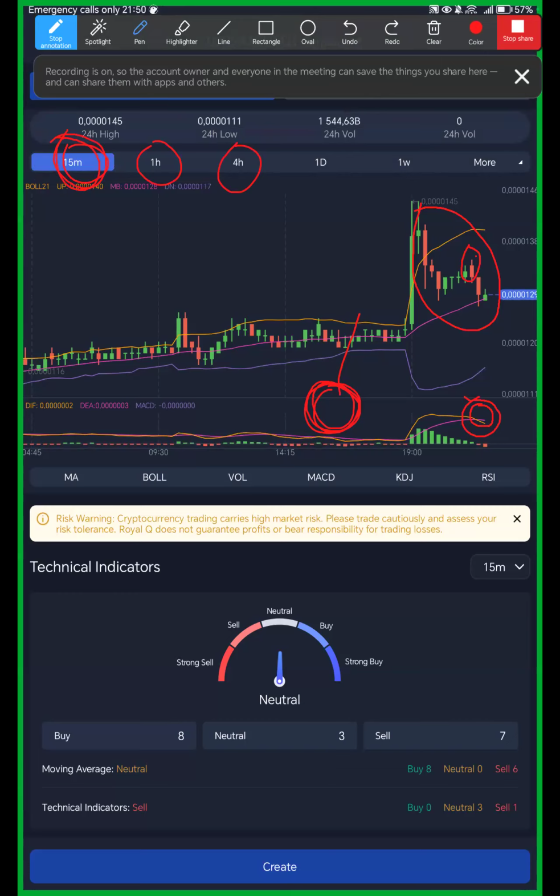If the robot does not spot a death cross in 15 minutes, it will not buy. It will wait until a death cross is happening in the 15 minutes time frame. The 15 minutes time frame can change to 30. Remember, one candle, 15 minutes. Another candle, 15 minutes. Another candle, 15 minutes.